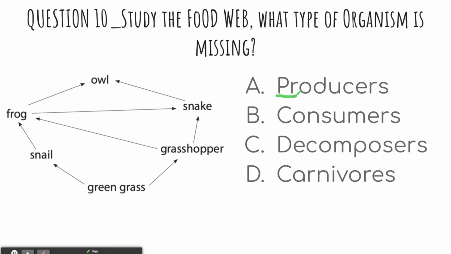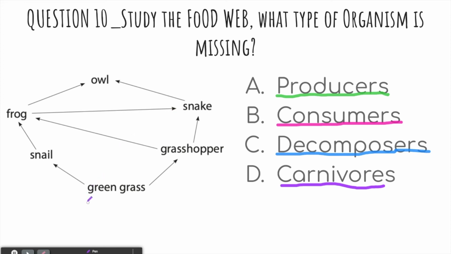I'm going to underline the word producer with green. I'm going to underline the word consumers with pink. I'm going to underline the word decomposers with blue. And the word carnivores with purple. We're going to take a close look at this food web and identify each of these different organisms on the food web so that way we can find out who is missing.